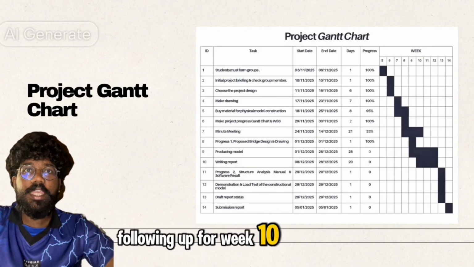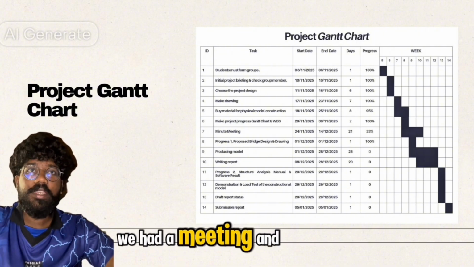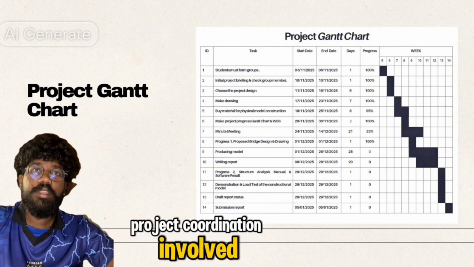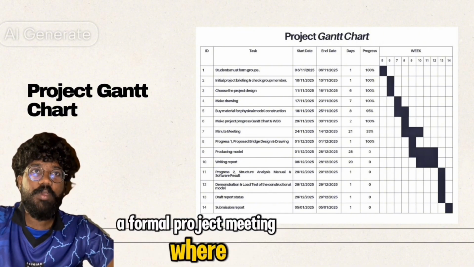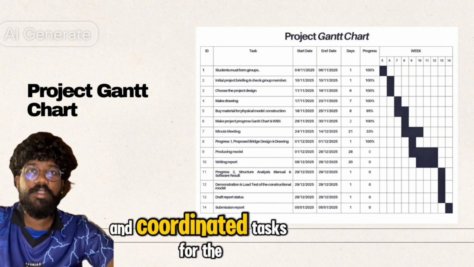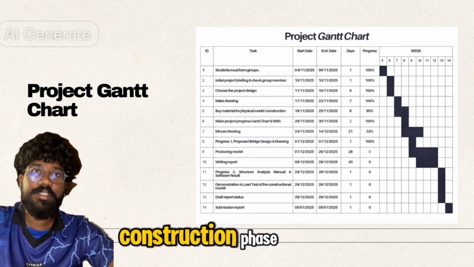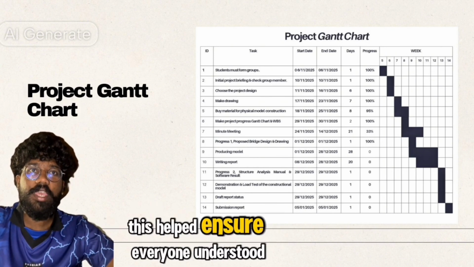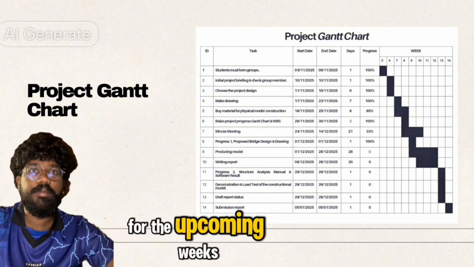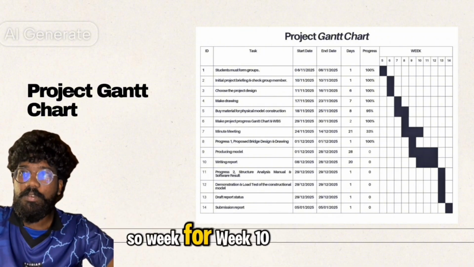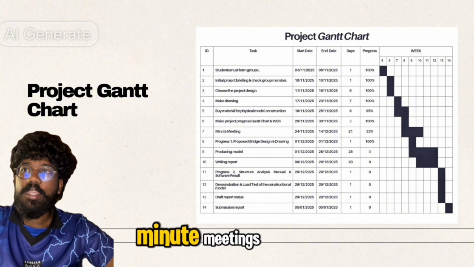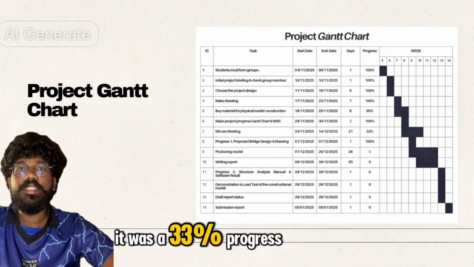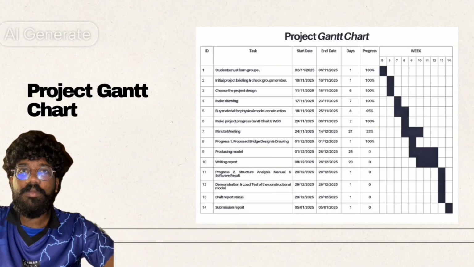Following up for week 10, we had a meeting and project coordination. This involved a formal project meeting where we documented decisions and coordinated tasks for the construction phase. This helped ensure everyone understood their roles for the upcoming weeks. So for week 10 minute meetings, it was 33% progress.